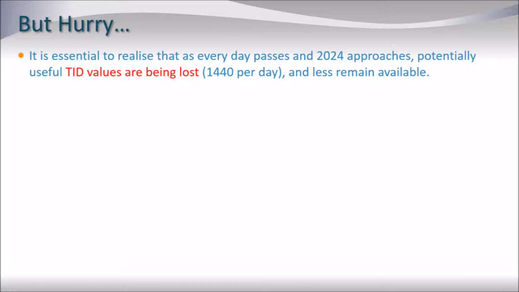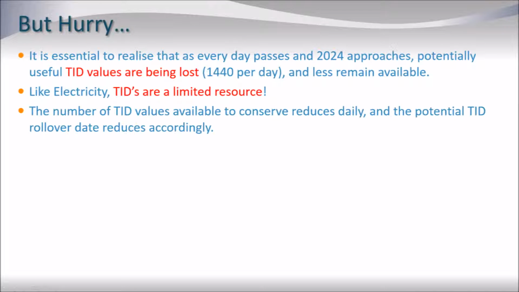But hurry! It's essential to realize that as every day passes and 2024 approaches, potentially useful TID values are being lost, up to 1,440 a day, and less remain available. Like electricity, it seems TIDs are a limited resource, so the number of TID values available to conserve reduces daily, and the potential TID rollover date reduces accordingly.